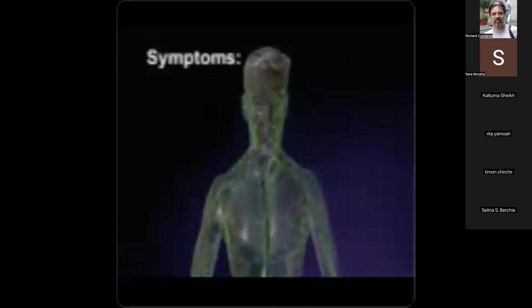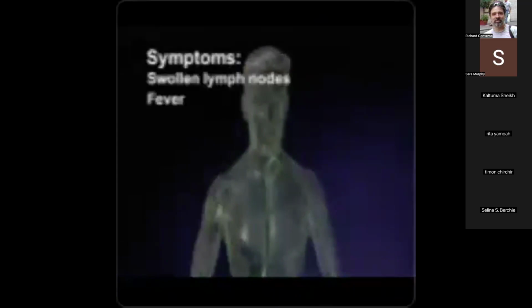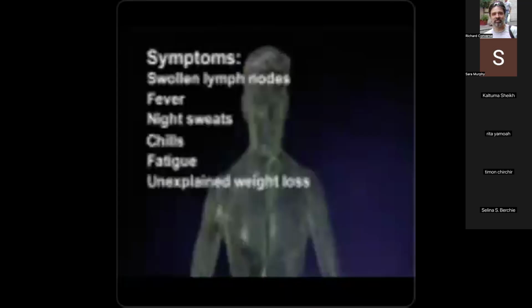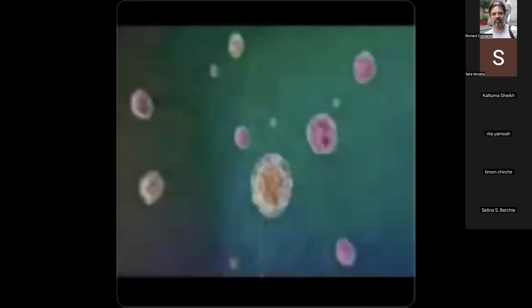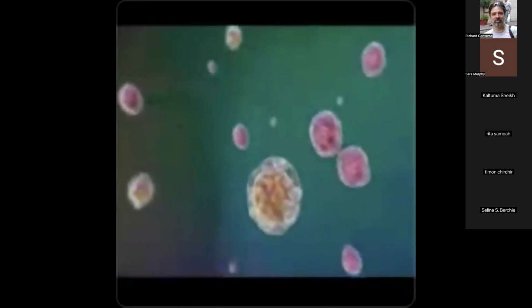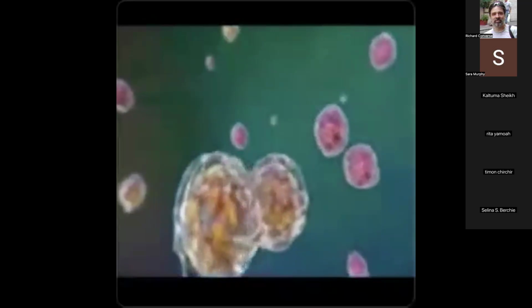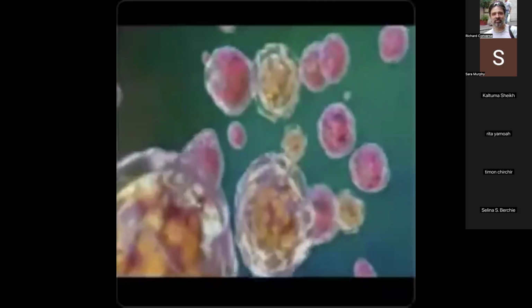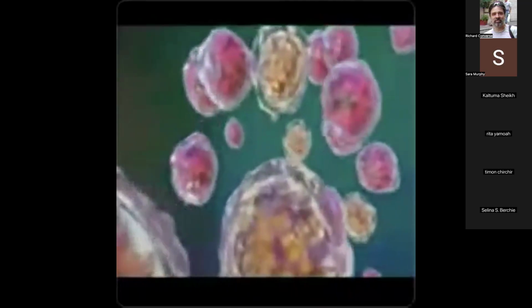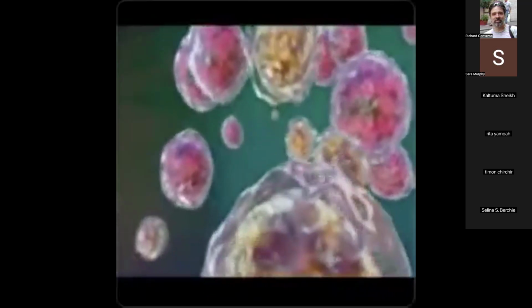Symptoms of non-Hodgkin's lymphoma include swollen lymph nodes, fever, night sweats, chills, fatigue, unexplained weight loss, and facial swelling. Non-Hodgkin's lymphomas are described as either being indolent, slow growing with few symptoms, or as aggressive, growing and spreading quickly with severe symptoms.